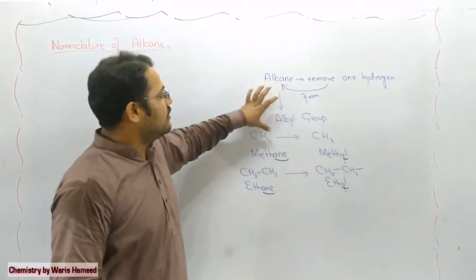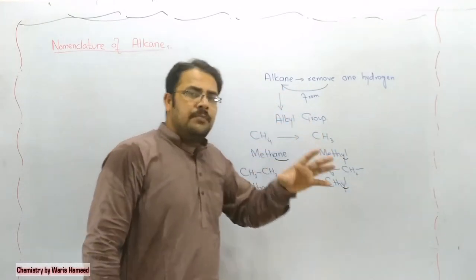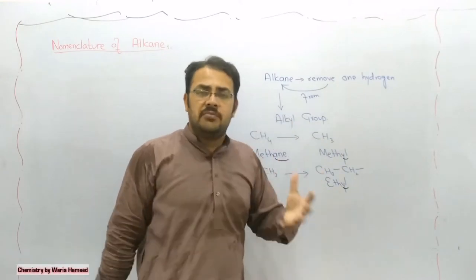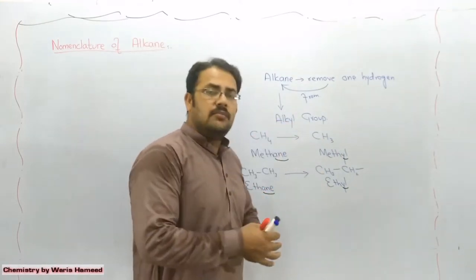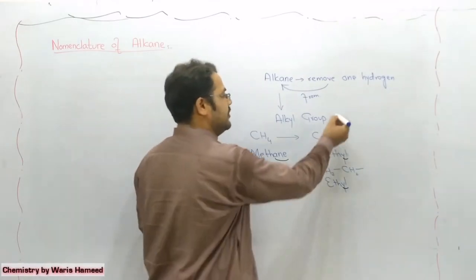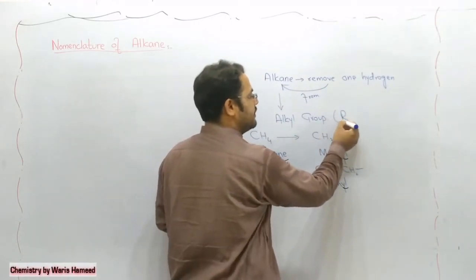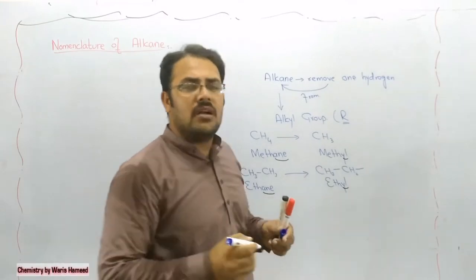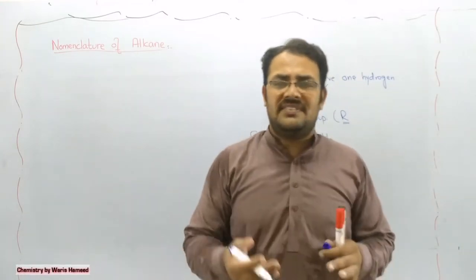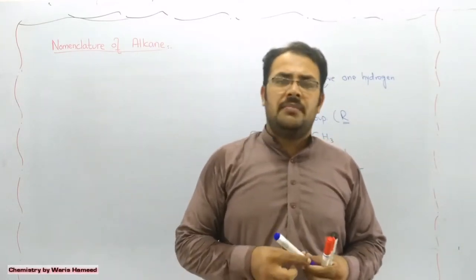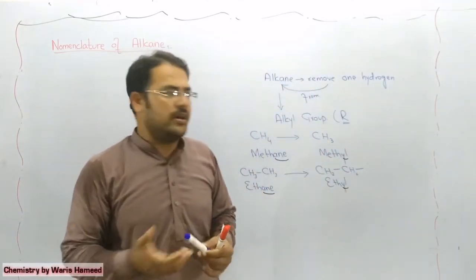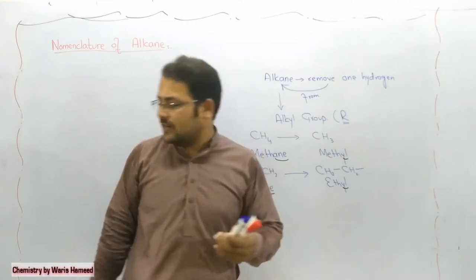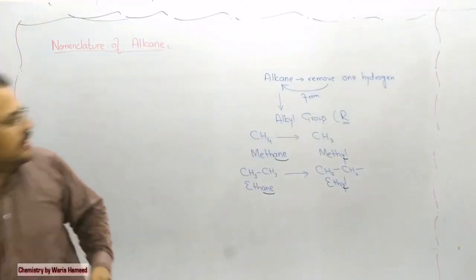And how is an alkyl group formed? When we remove one hydrogen from an alkane, it forms an alkyl group. And mostly we show an alkyl group with a capital R. Capital R in hydrocarbons just represents the alkyl group, and it may be methyl, ethyl, propyl, butyl, and so on. Now moving toward the nomenclature of alkane.